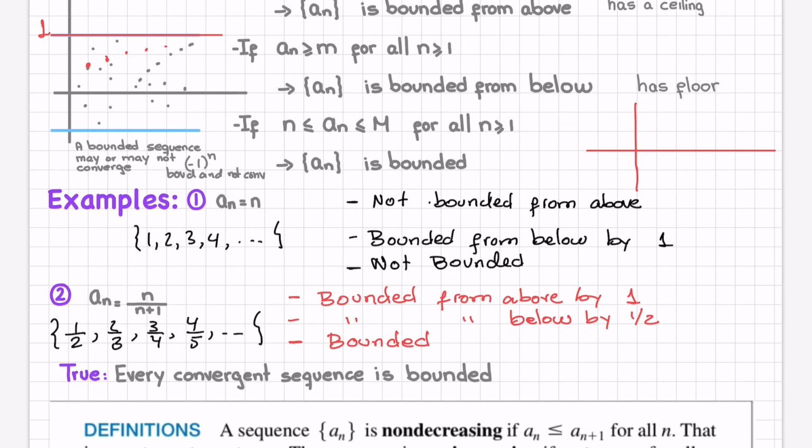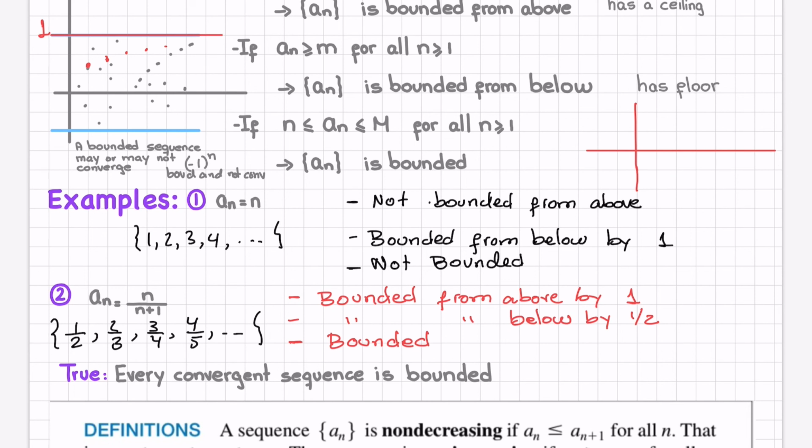So not every bounded sequence is convergent, like -1/n, exactly. So that's 1 and -1/n, that's -1/2. You see? It is convergent to 0, but it is bounded. Oh no, not this one, sorry. Yes, I'm definitely tired.